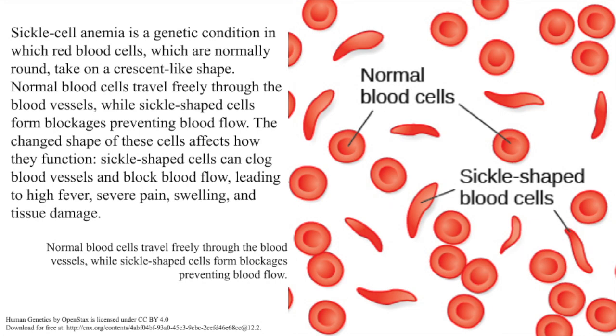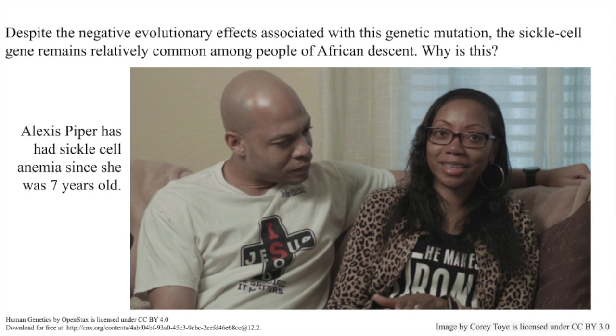Sickle cell anemia is a genetic condition in which red blood cells, which are normally round, take on a crescent-like shape. The changed shape of these cells affects how they function. Sickle-shaped cells can clog blood vessels and block blood flow, leading to high fever, severe pain, swelling, and tissue damage. Many people with sickle cell anemia and the particular genetic mutation that causes it die at an early age.